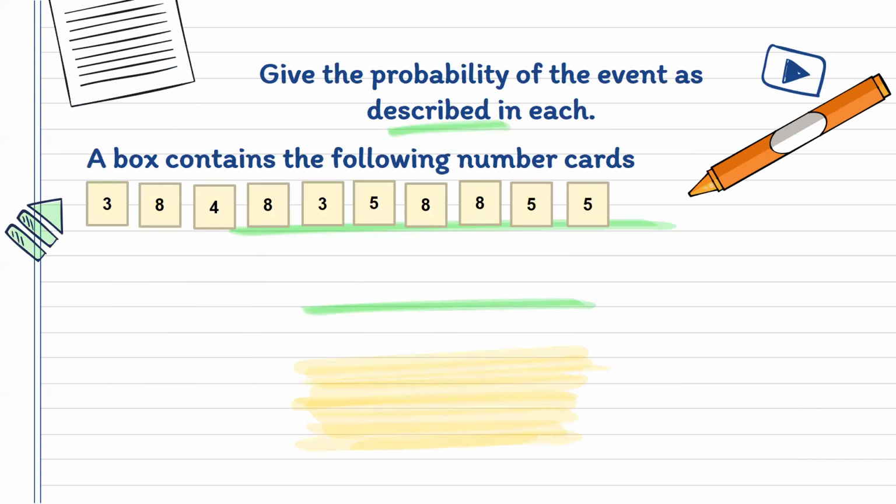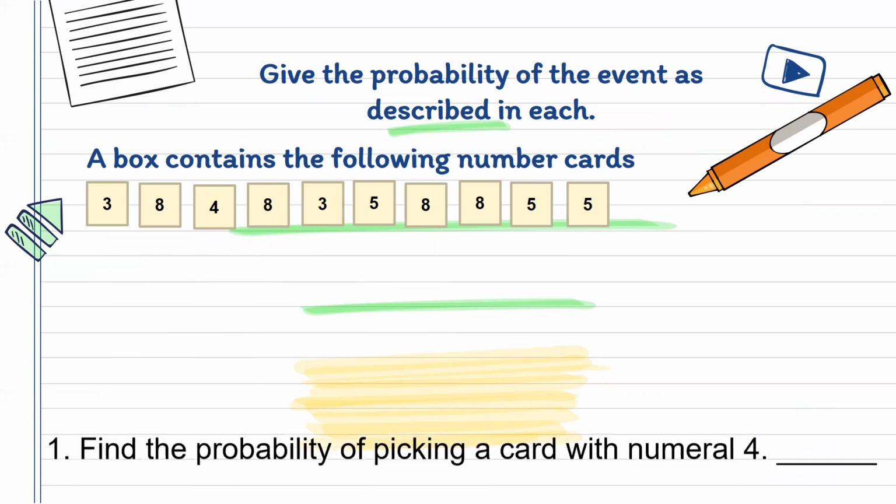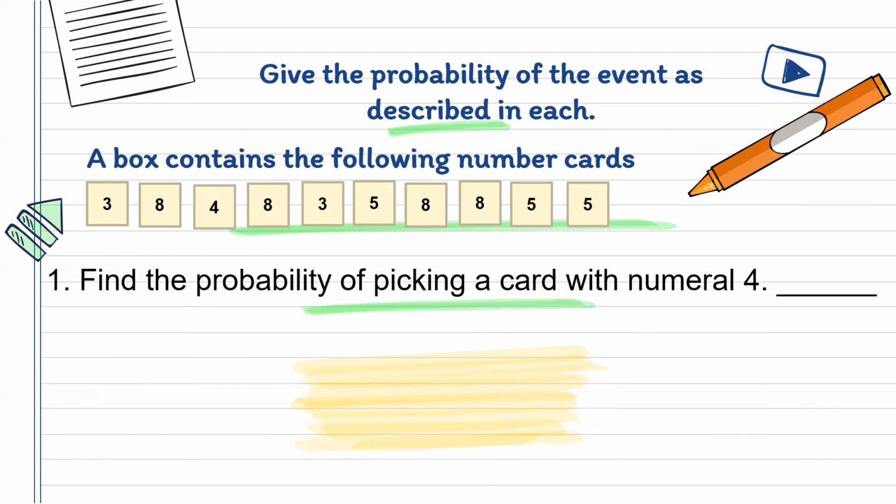Okay, next example, give the probability of an event as described in each. So this one, a box contains the following number cards. So we have this set of number cards. We have 3, 8, 4, 8, 3, 5, 8, 8, 5, 5. Okay, so find the probability of picking a card with a numeral 4. So we have the favorable outcome. How many 4s do we have here in the set of cards? So we have only 1, right? We have 1 as the favorable outcome. Then how many cards do we have here? This is the total number of outcomes. So we have 10 cards. So the answer is 1/10.